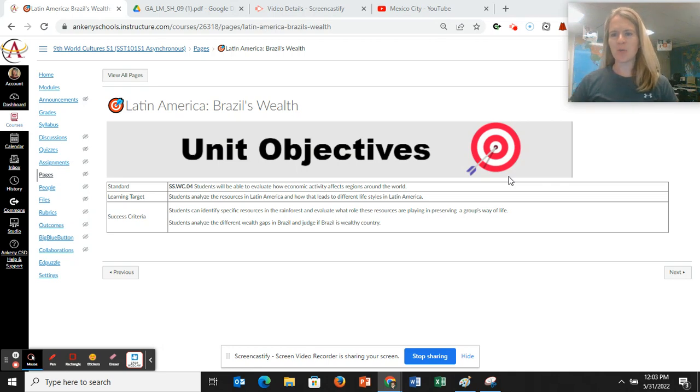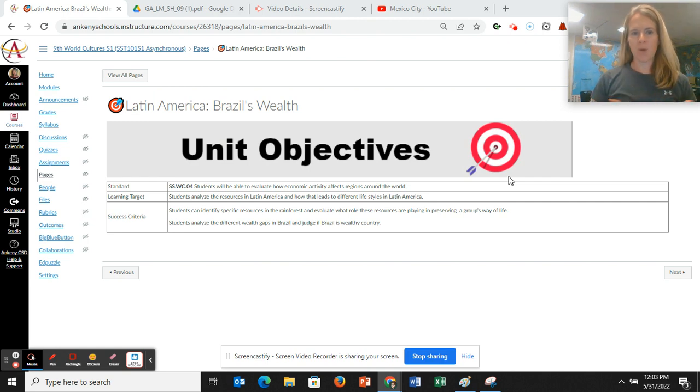All right, for this unit, we're going to be looking at Brazil in depth. We are going to be analyzing what resources they have. Students are going to look at how the rainforest plays a role. They're going to look at Rio de Janeiro, the city, and try to decide if it's a wealthy city.